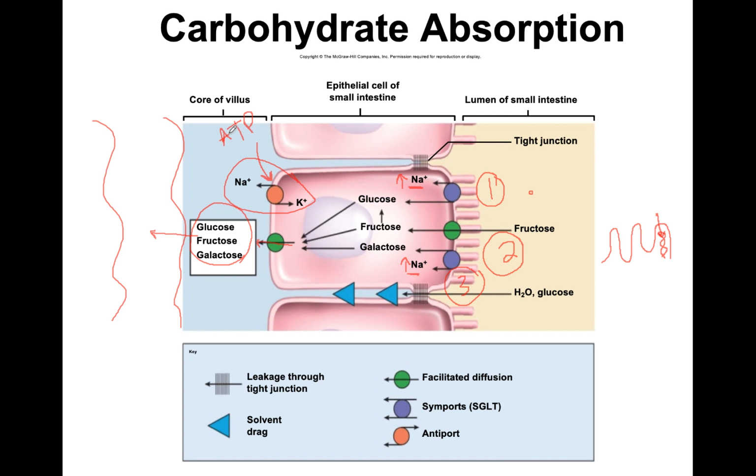ATP is the energy source required to move sodium against its gradient out and to move potassium against its gradient in. So again, big picture here, the goal is to get sugar from the lumen into the cell, back out of the cell, into the blood.